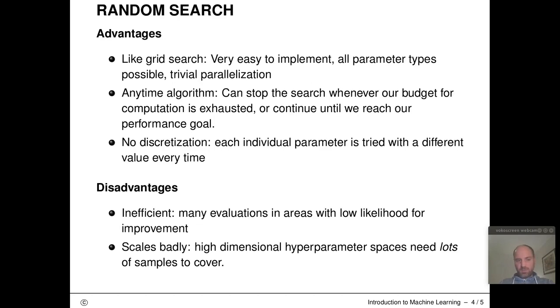What it certainly does not bypass is that the algorithm itself is not really learning anything, not doing any type of local optimization. And it will still result in many evaluations in areas with low likelihood for improvement. And this also scales badly to high dimensional hyperparameter spaces. And if we are unlucky, we will still need a lot of samples to cover the whole space in order to find an optimal configuration.